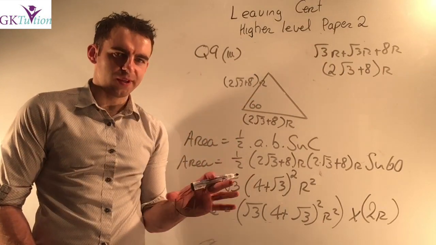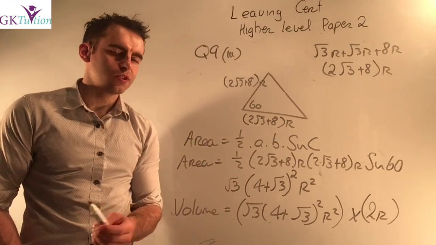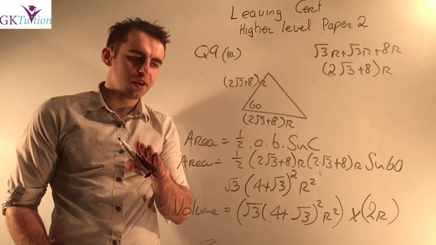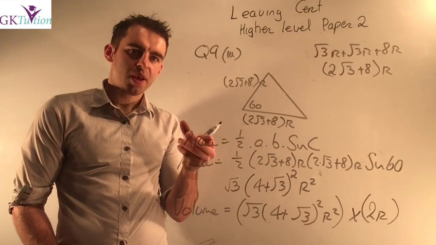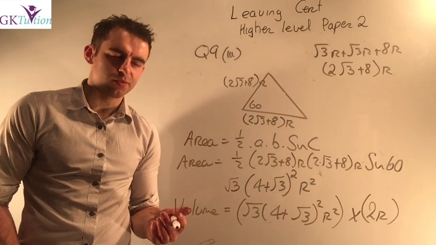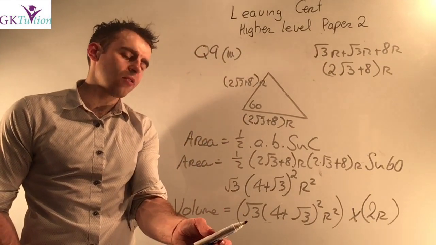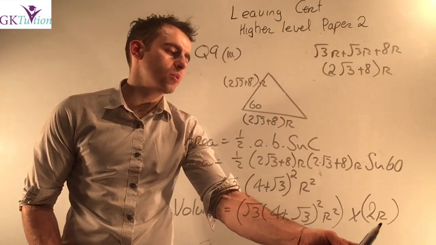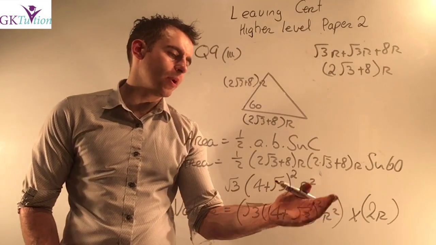But I wasn't asked to find the area, I was asked to find the volume of this rectangular box. So if you know the area of the base of the box, in order to find the volume, you just multiply that by the height. The height of this box will be the same as the height of the other two boxes we dealt with. The height of the box is 2r. So you take the area of the triangle and you multiply it by the height, which is 2r.